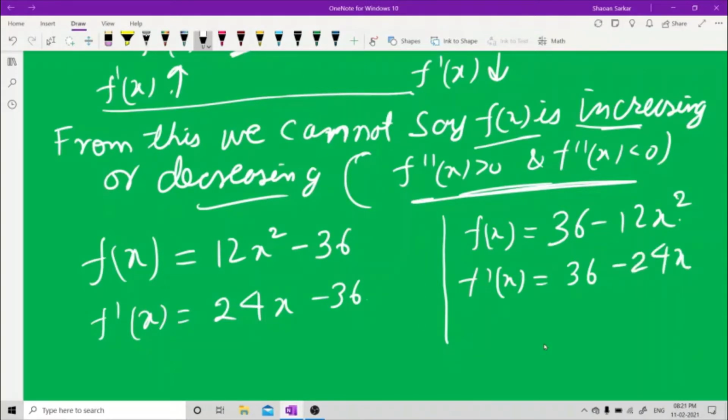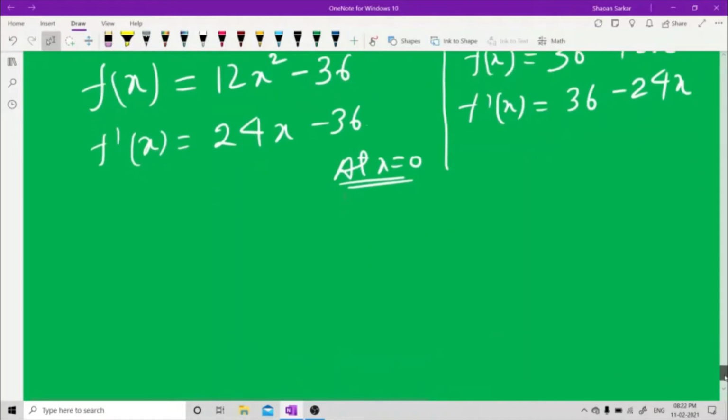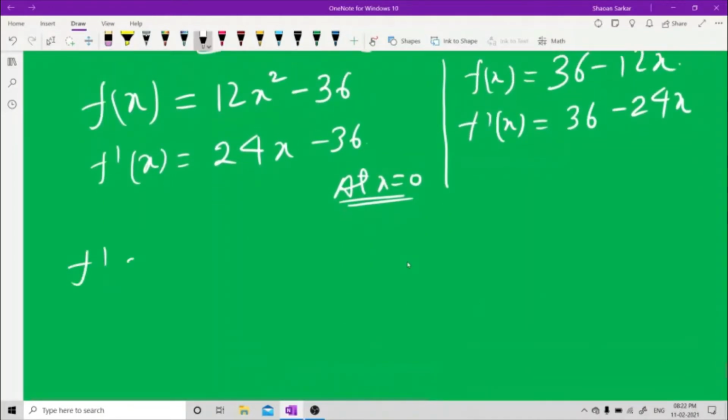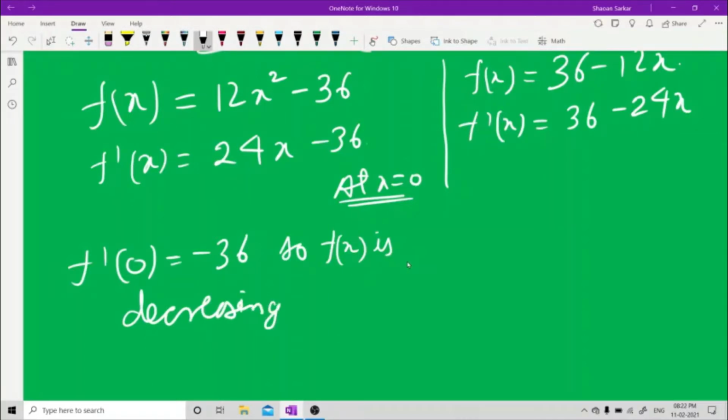Now if I compare at x equal to 0, what is the situation of the function? What is the situation at x equal to 0 of these two functions? Both. At f'(0), this is minus 36. So f(x) is decreasing at x equal to 0, yes. And here if I take f'(0), I get 36, which is greater than 0. This is less than 0.